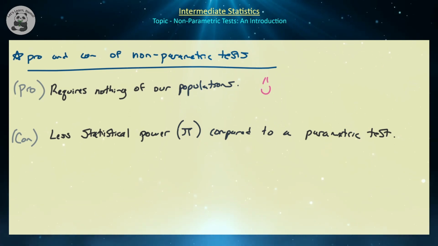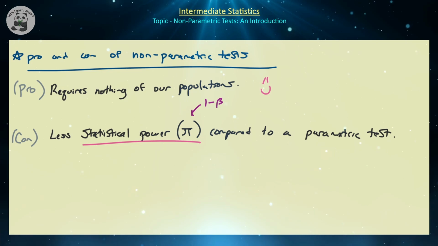Which is called less statistical power, usually represented by pi, which is the complement of a type 2 error: failing to reject the null hypothesis when the null hypothesis is wrong, right? So what exactly does that mean, less statistical power, when it comes to sample size compared to, say, an equivalent or sort of equivalent parametric test?